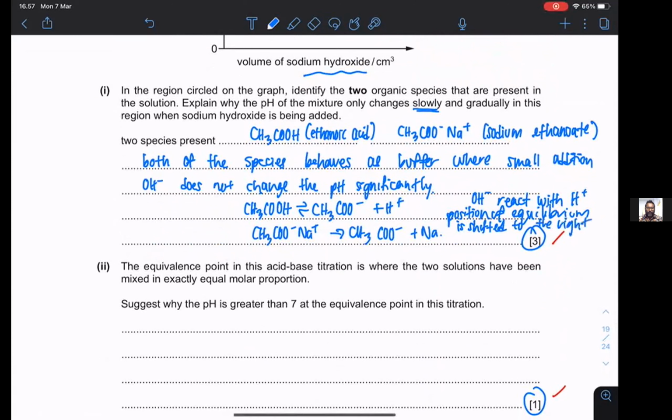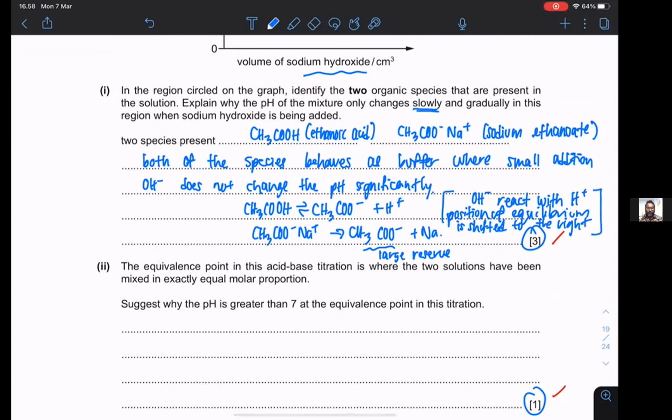To remove the OH minus. So the increase of CH3COO minus is going to be compensated by the large reserve of ethanoic ion in the salt solution. So you can include all this together.